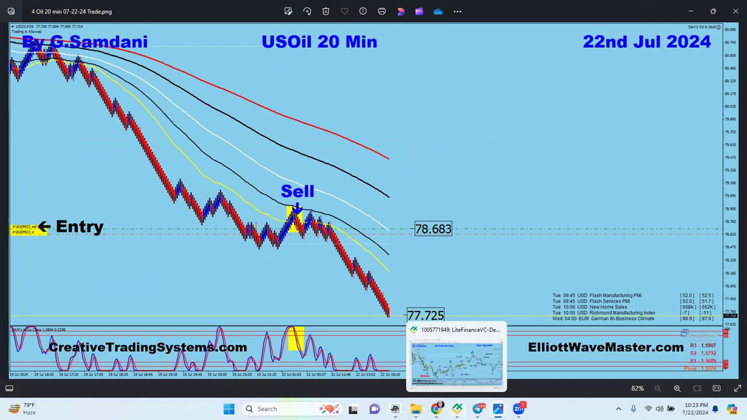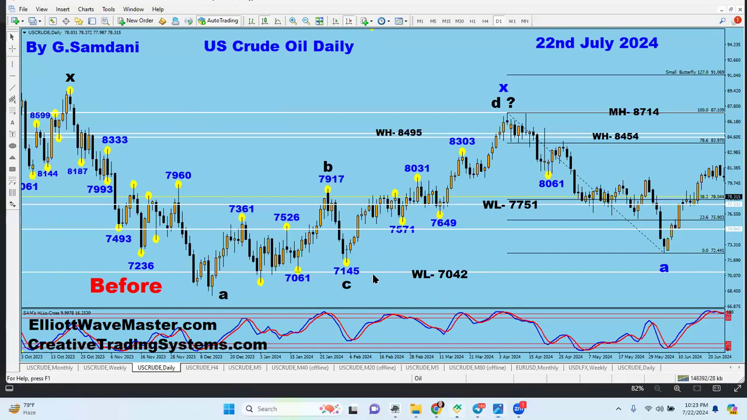Why? Because if you look at this chart here, live chart of the oil, this was the pattern we were talking about, right? X, A, B, C, D. I said, well, will it drop? And it dropped all the way here, right? To that level. After that, what happened?